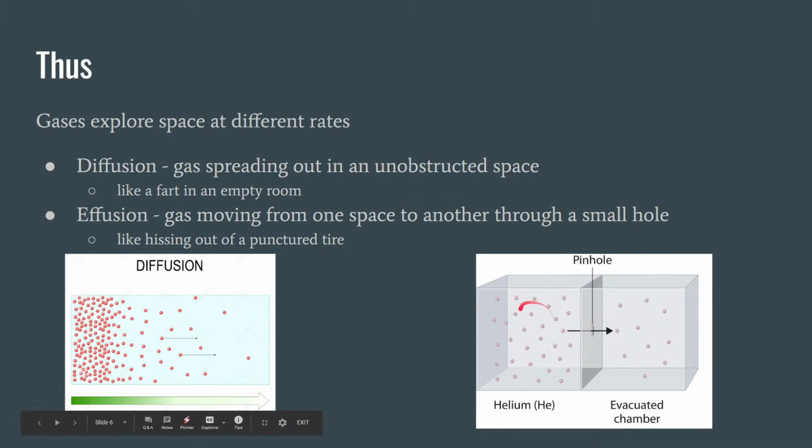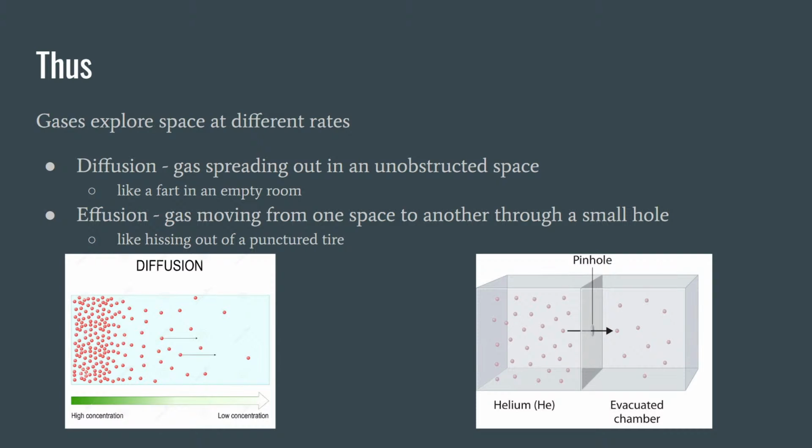Effusion is when a gas moves from one area to another through a small hole. So this is like a gas hissing out of a punctured tire. Or this is why your balloon eventually stops floating, because the helium inside manages to effuse through microscopic pores in the latex of the balloon, and oxygen, well, just air generally, will effuse into the balloon.